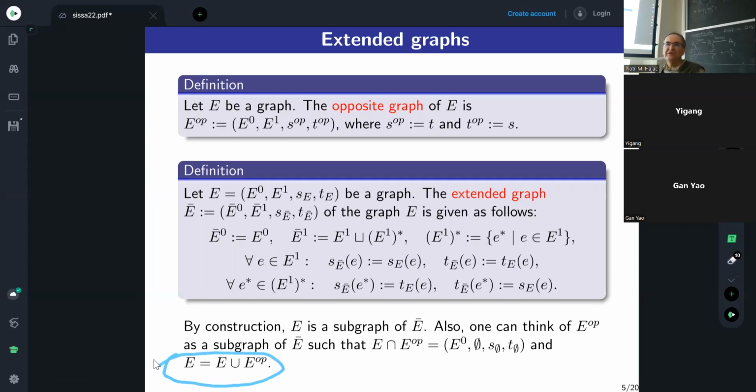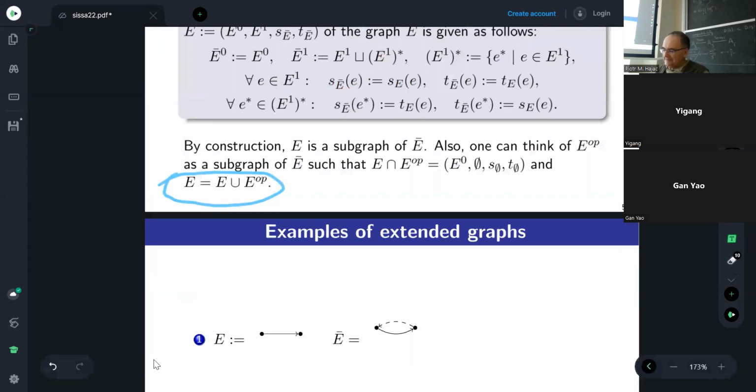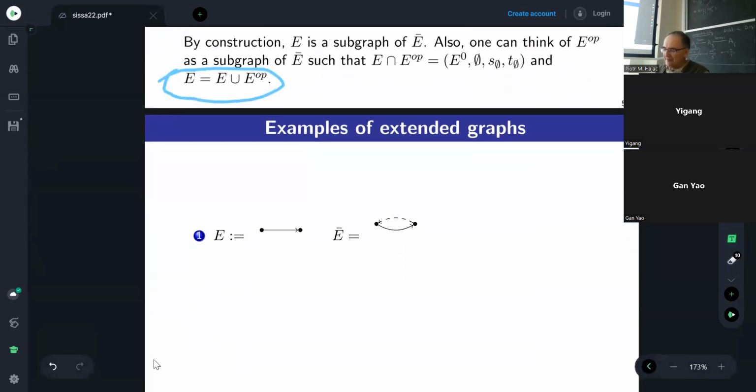And this is very important because in order to get graph C-star algebras, you have to take path algebras, but of the extended graph. You need adjoints in your C-star algebra, okay? Okay, now some examples.